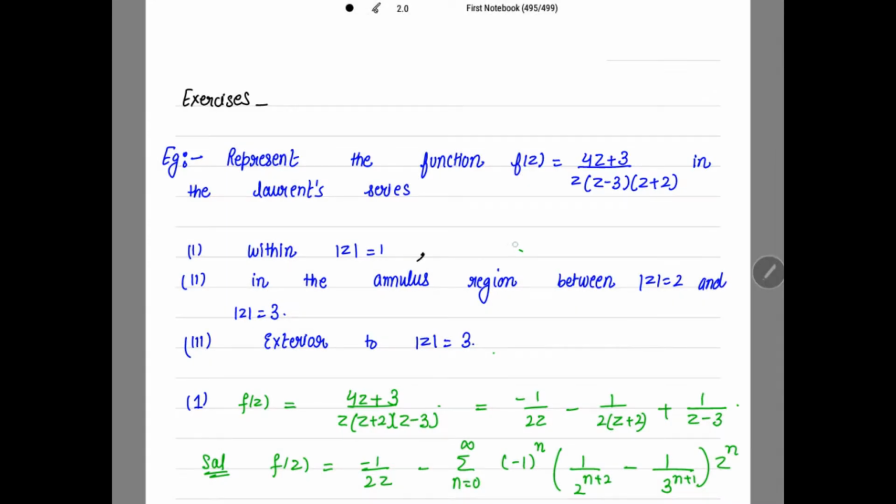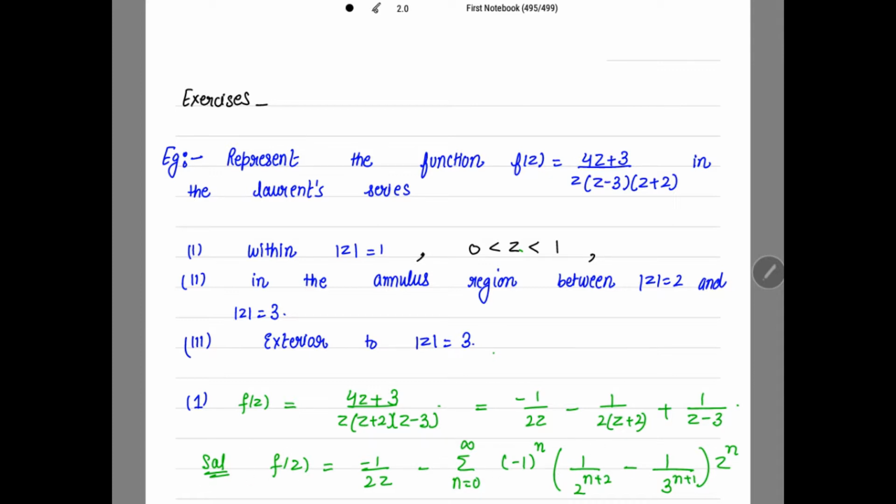You have given your z lying between 0 and 1. So for this, the condition is given to you as mod z less than 1. Now, for the first part, you have f(z) equal to this, and I have also separated them into partial fractions for you. This is the solution which is given to you for the first part.